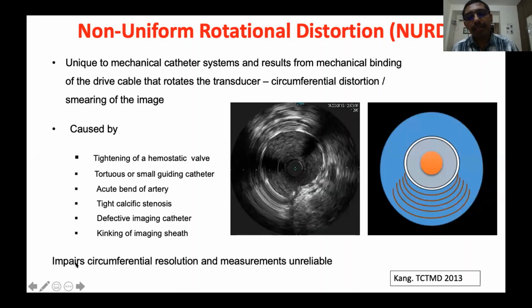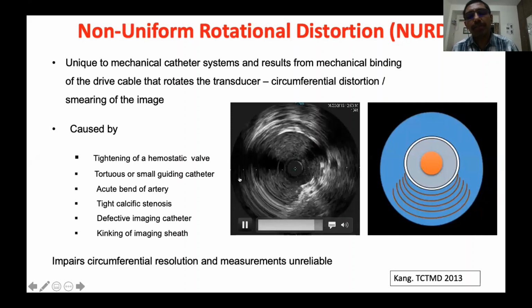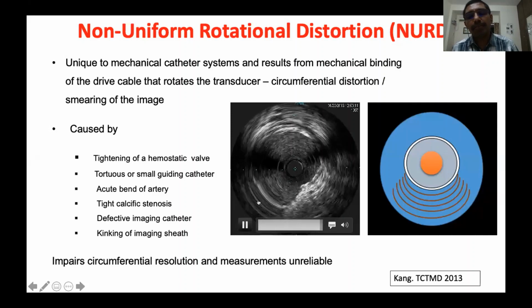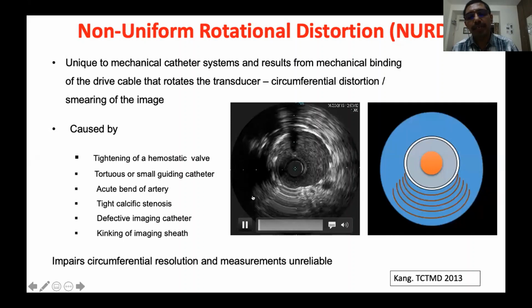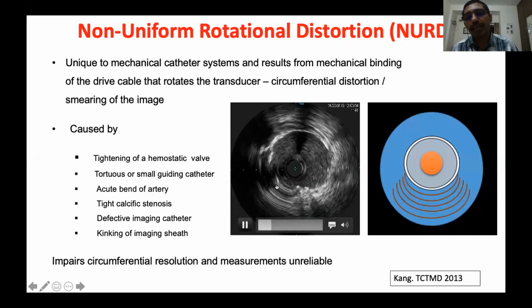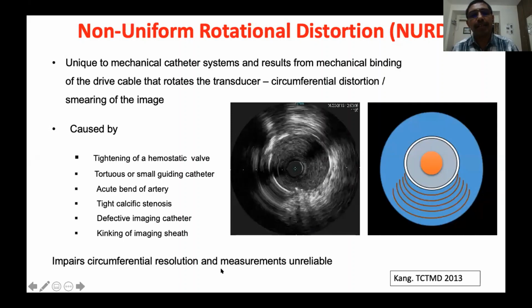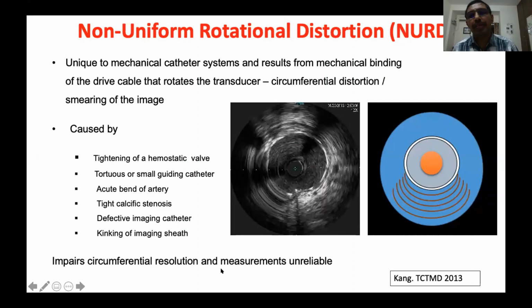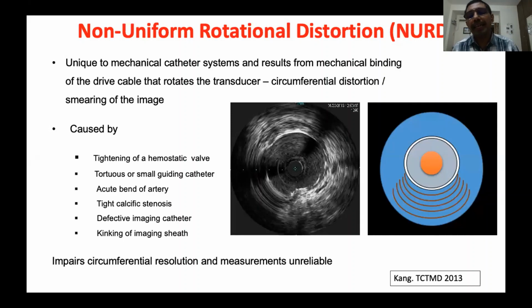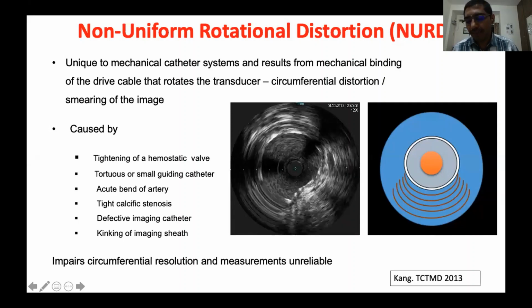The clinical importance: it impairs the circumferential resolution. You are not able to see what is happening in this part of the circumference of the artery, and it makes the measurements unreliable because you can't see where exactly the intimal surface ends. So this is the clinical importance of non-uniform rotational distortion. It doesn't occur in phased array systems because they don't have a rotating element.